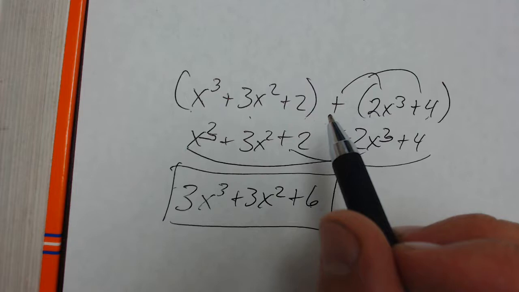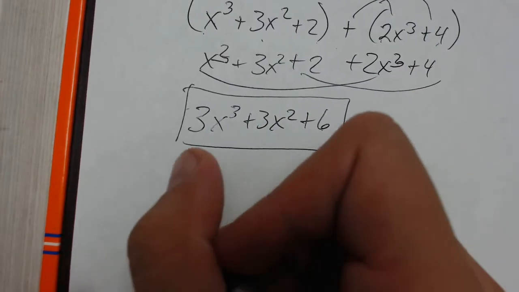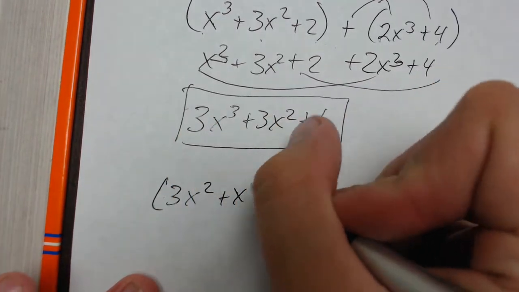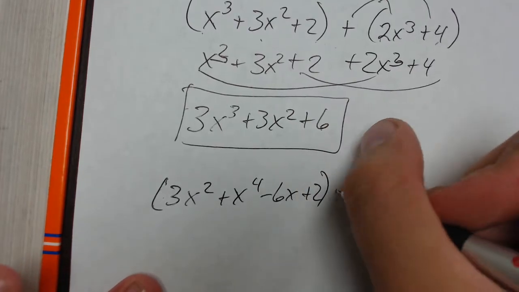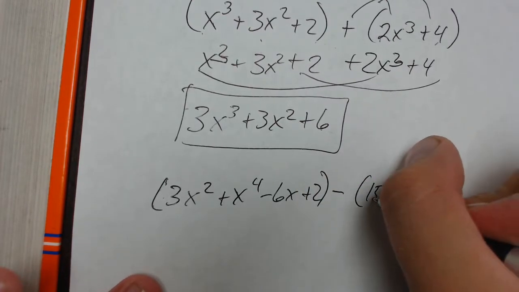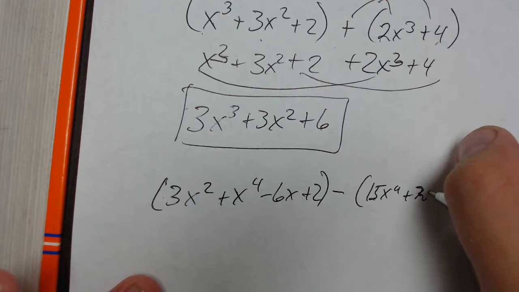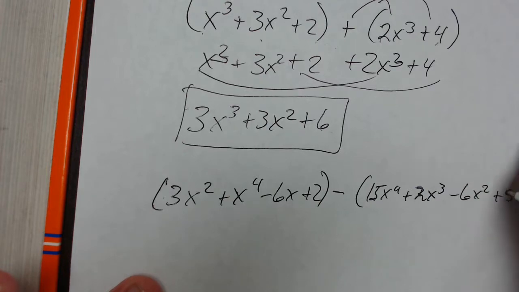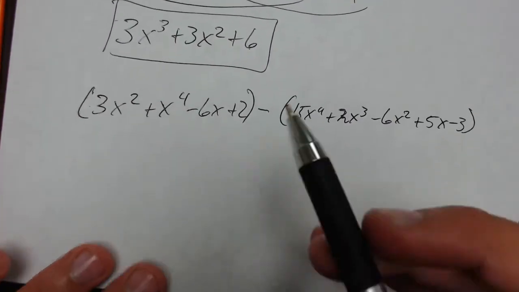Now this example is pretty easy. I'm going to show you another example. It's a little bit more difficult, but it helps us learn something. We have 3x squared plus x to the power of 4 minus 6x plus 2 minus 15x to the power of 4 plus 2x cubed minus 6x squared plus 5x minus 3. All right, do I still have your attention? I hope so. So this is a lot of terms going on.